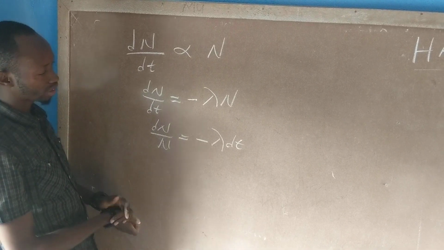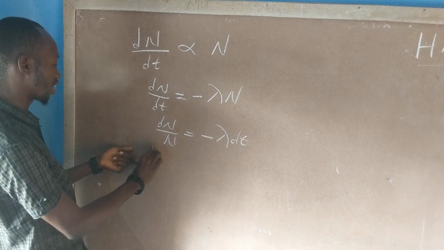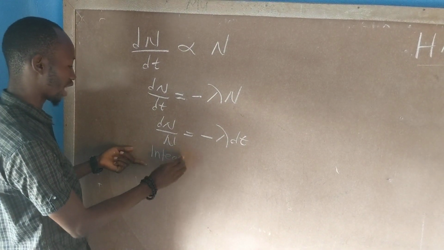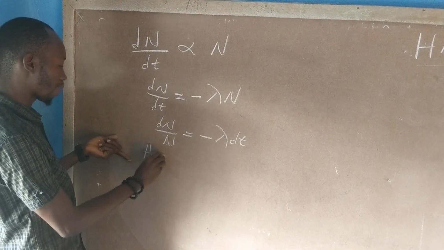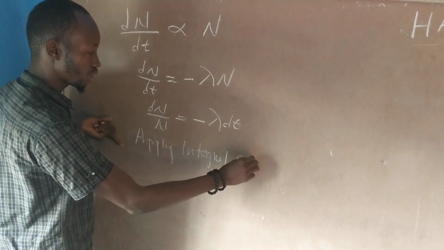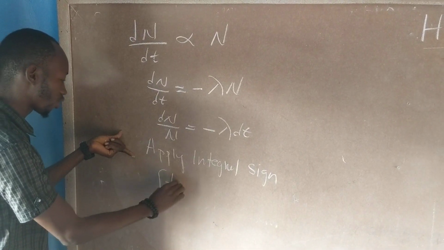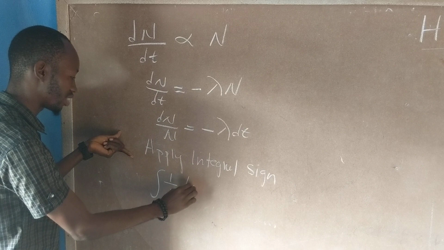So now, since we are trying to have a derivation, we integrate both sides. We say apply the integral sign. So if I apply the integral sign on both sides, it's going to be the integral of 1 all over n, we have our dn.